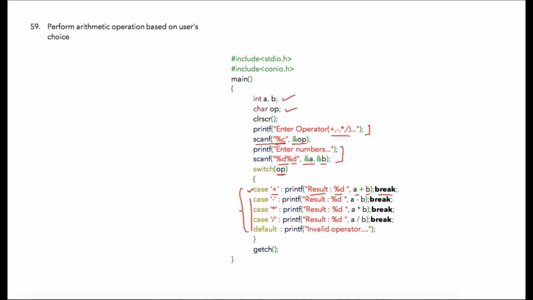In case the user enters something other than these operators, plus, minus, multiplication or division, then the default case will be executed and the controller will print invalid operator and the program will get completed.